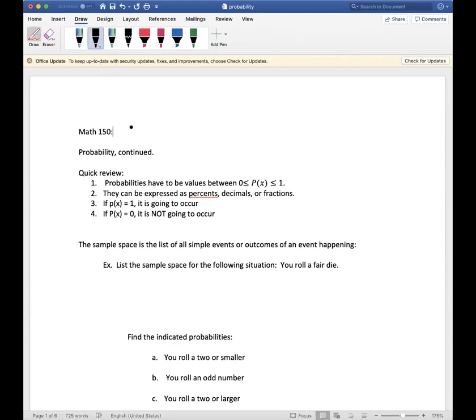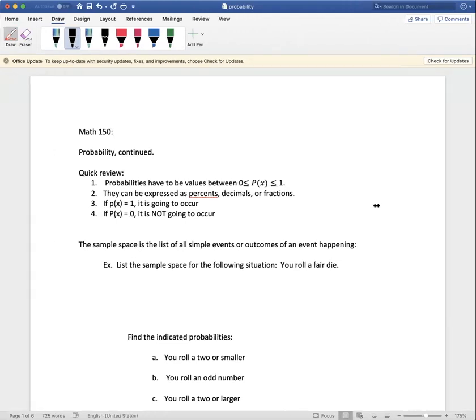For today's lesson, you are going to need to print out the probability worksheet that I posted on Blackboard, and you're going to need a calculator too. So what I wanted to start with today was a quick review of probability and sample space, and then we're going to get into the additive rule and the multiplicative rules of probability.